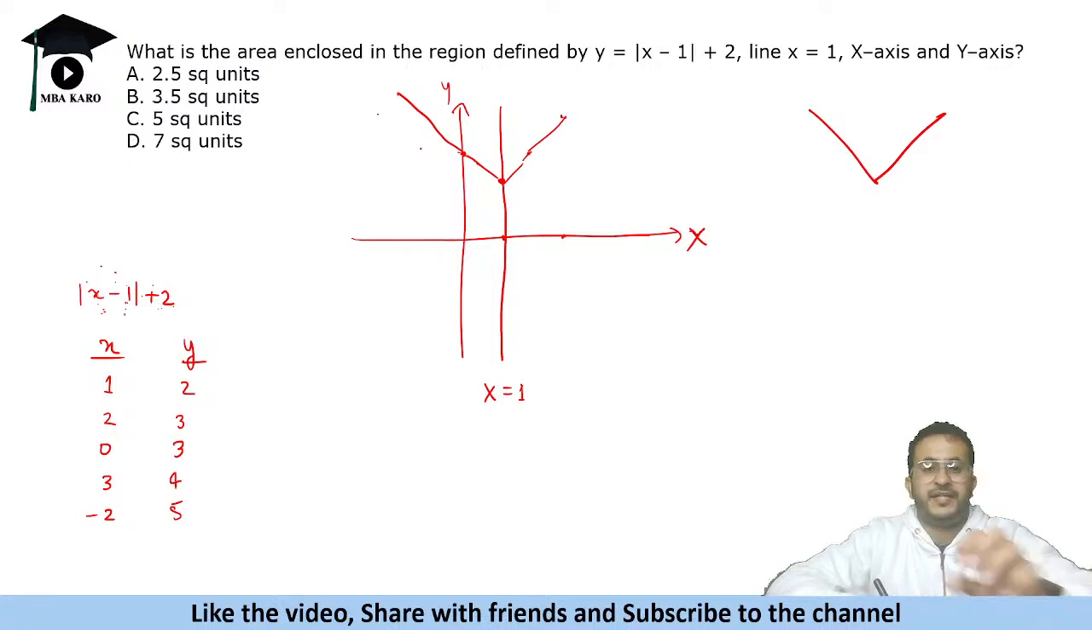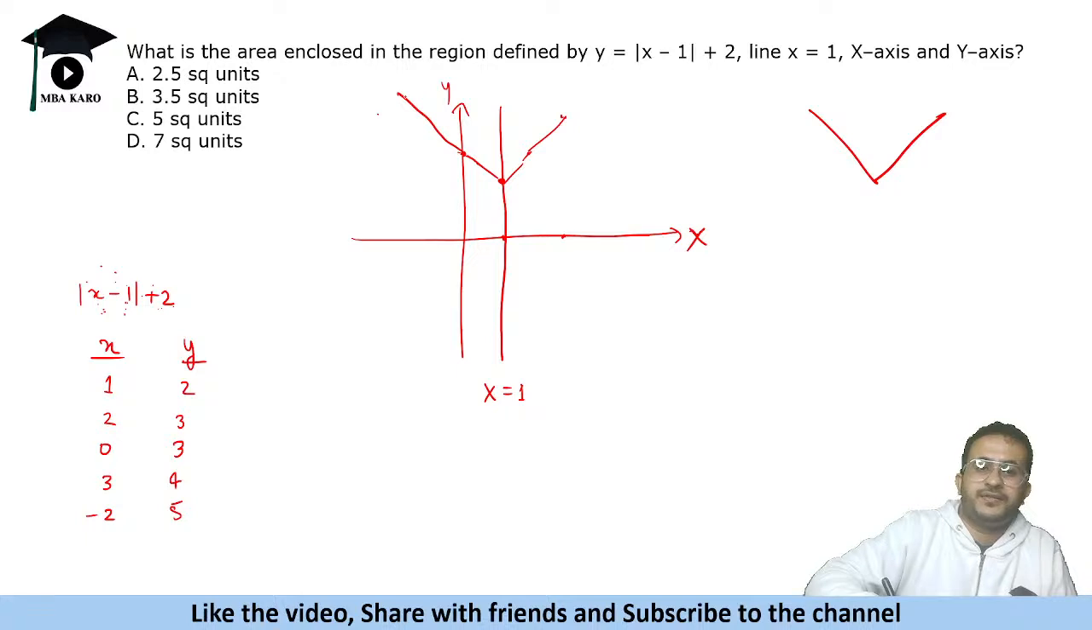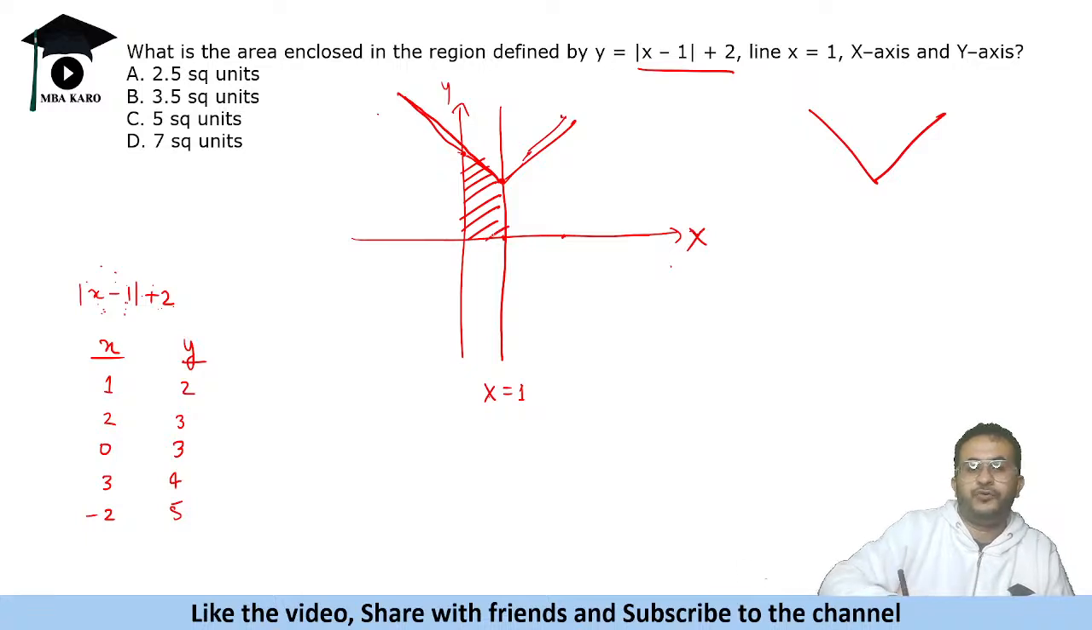Okay, now this graph is made, we need to find the area enclosed in it. So this is the graph of this mod function. This is the graph of x equal to 1. This is the x axis, y axis. So we need to find this area. How do you find this area?